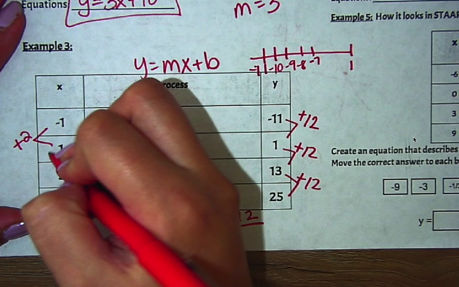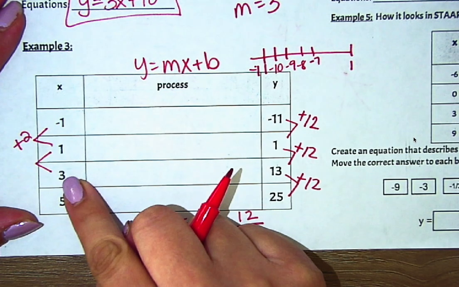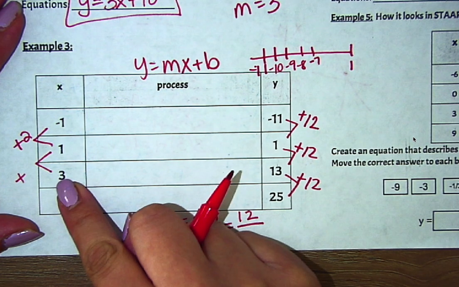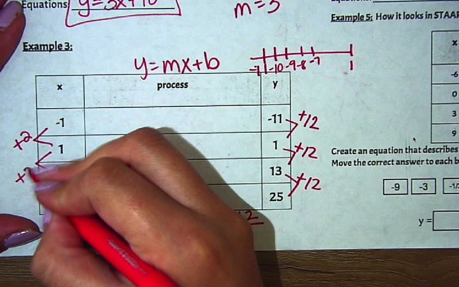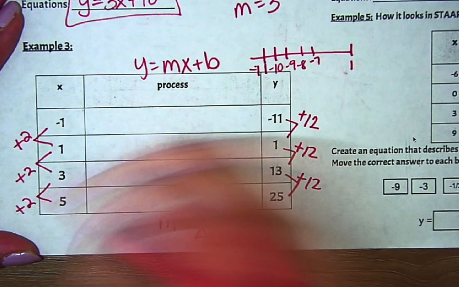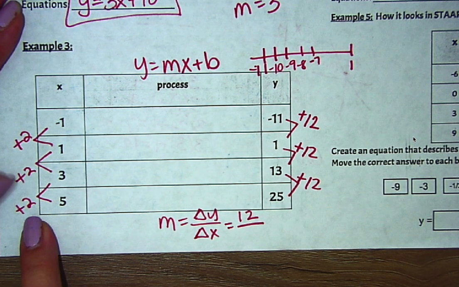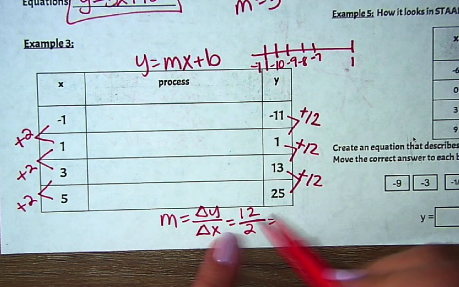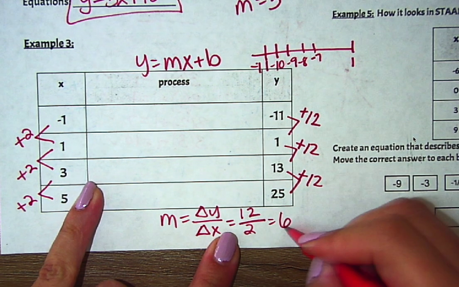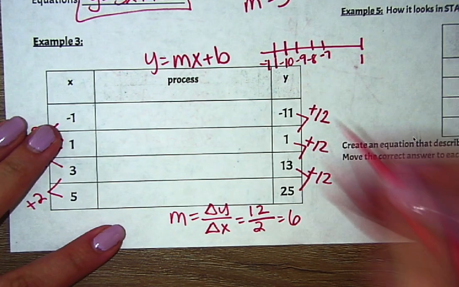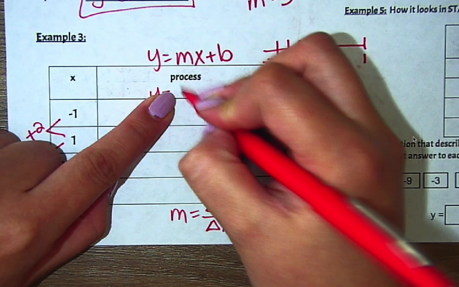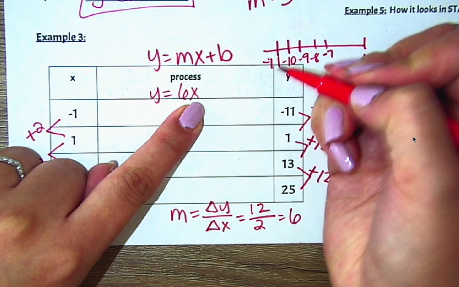Right? Let's see the pattern from 1 to 3. My number is getting bigger, so I know I'm adding. 1 plus something is going to get me 3. Well, 1 plus 2. So we can already see the pattern. So x, the change, is 2. Let's go ahead and divide those. 12 divided by 2 is 6. So my m is 6. So I can plug that in. It's going to be 6x.